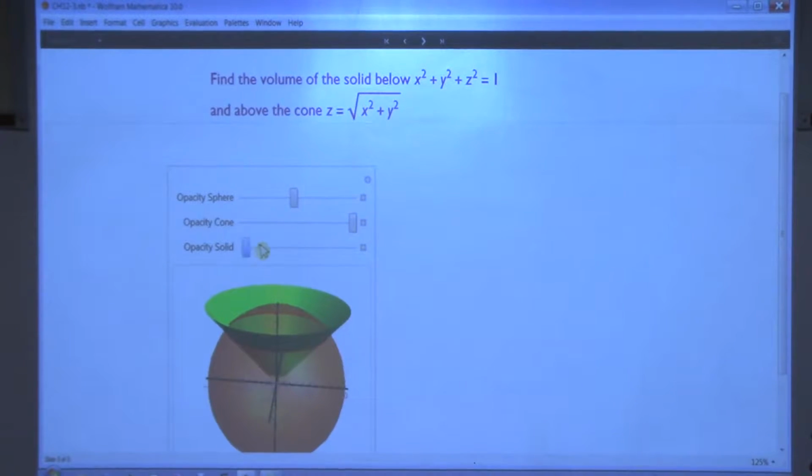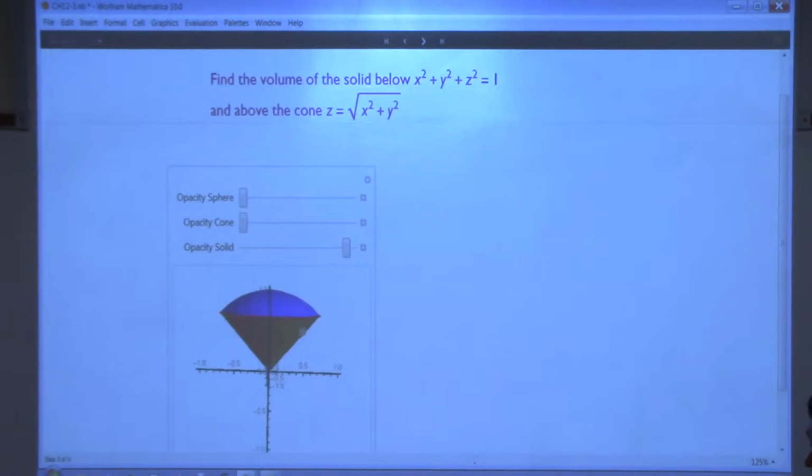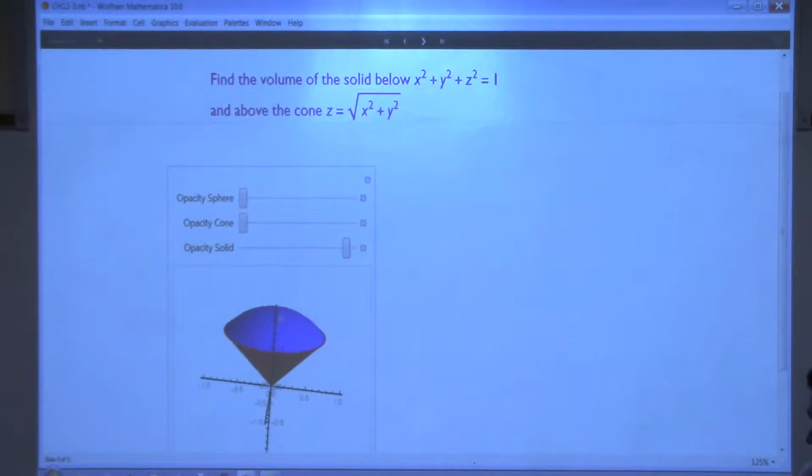So that thing right there looks like a snow cone, right? Does that look like a little snow cone? What's its volume? So how to do this?